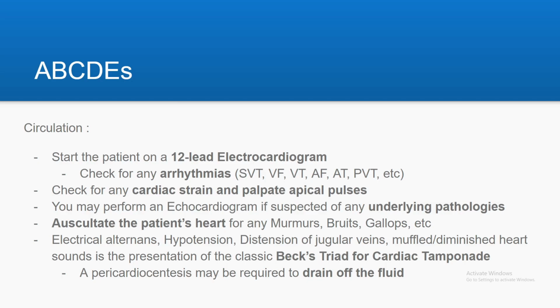Just so you know, any findings in the electrocardiogram which show electrical alternans, hypotension, distension of the jugular veins, and muffled, diminished heart sounds upon auscultation are the classic presentation for Beck's triad. Now, this Beck's triad is primarily used for assessing cardiac tamponade, and usually a pericardiocentesis may be required to drain off the fluid.